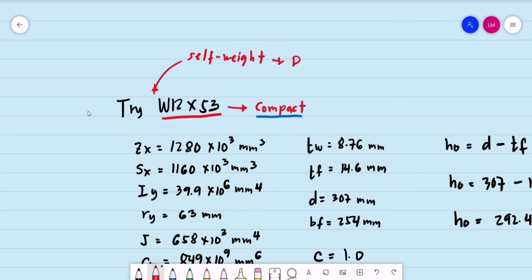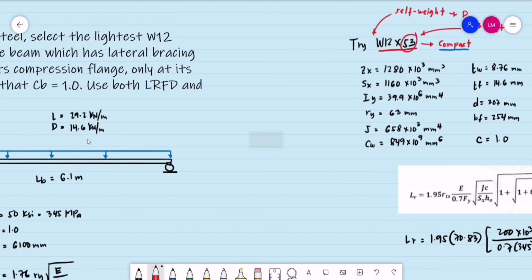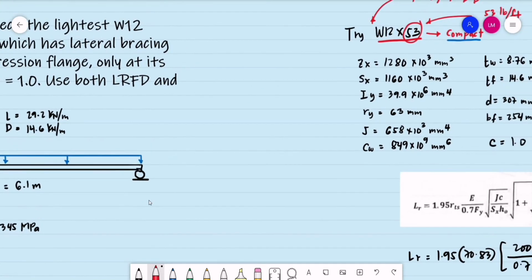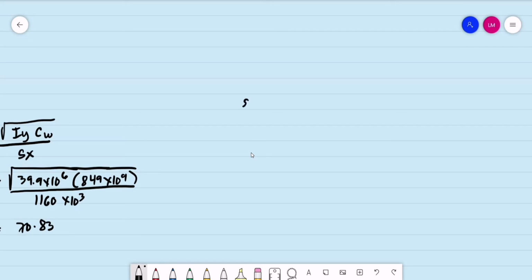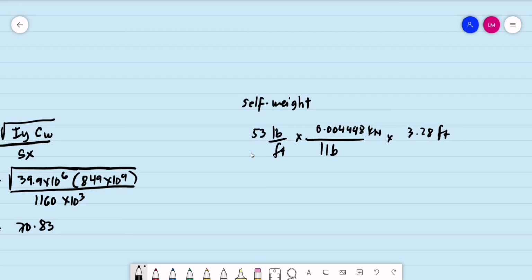For the weight of a W12/53, this 53 is actually the weight of the beam or the section. So it weighs 53 pounds per foot. So we need to convert this to kilonewtons per meter, for us to determine the total dead load, including the self weight of the section. So we have that as 53 pounds per foot. Then we are to multiply this by 1 pound is equal to 0.00444 kilonewton, then multiplied by 3.28 feet to 1 meter.